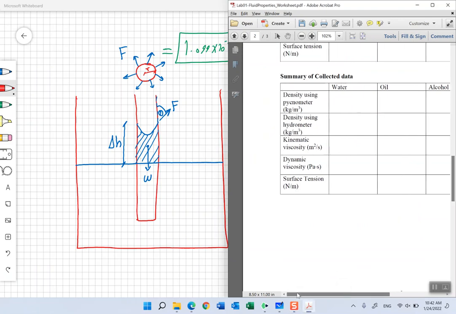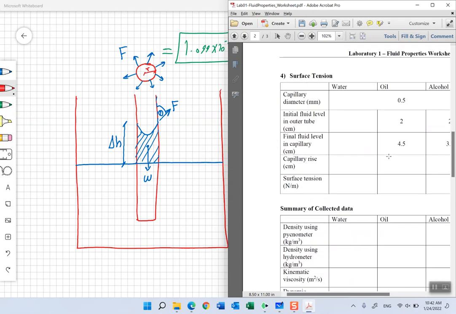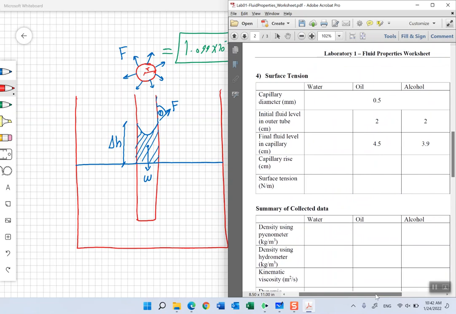So the first thing we did in the surface tension experiment was to get the initial fluid level in the outer tube, and it was 3.5, and the final fluid level was, remind me again, 6.5? 6.3. So the capillary rise is the difference between 6.3 and 3.5, which is 2.8. So knowing this 2.8, we can find the surface tension.